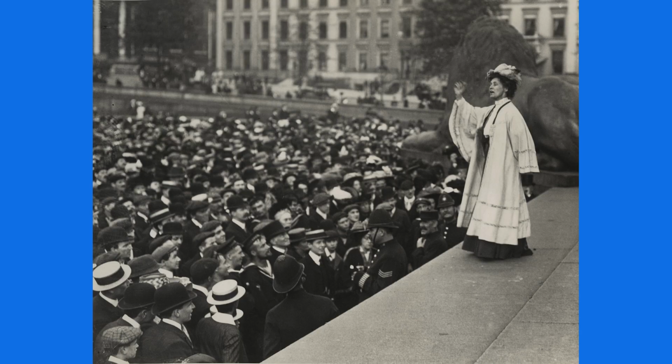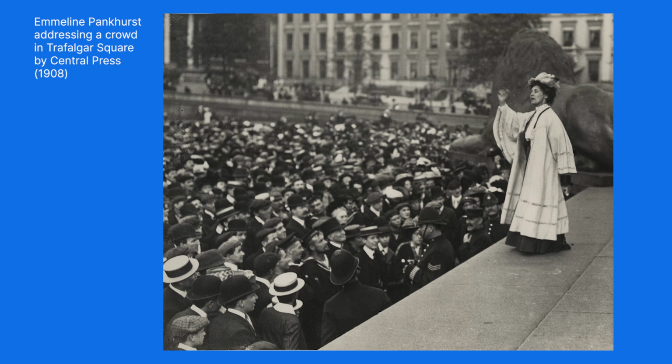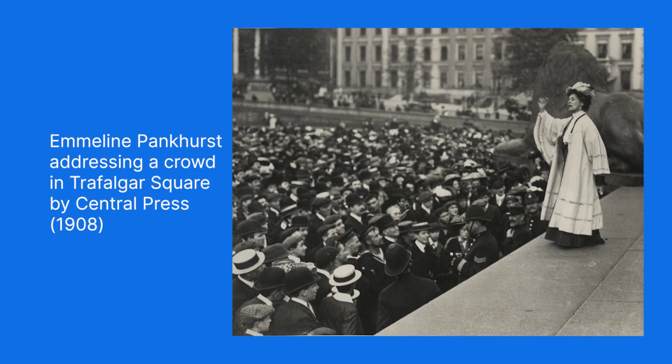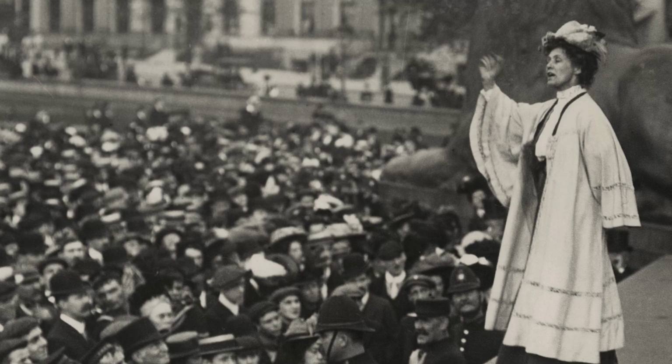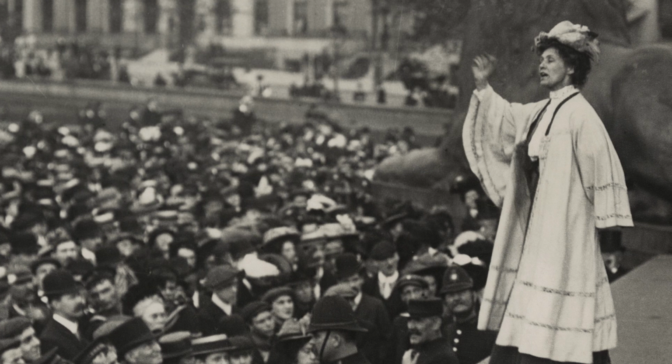It's also a good idea to look at the caption for further clues. The caption for this portrait tells us this is Emmeline Pankhurst addressing a crowd in Trafalgar Square in London. It also tells us it's a photograph taken in 1908, which was during the women's suffrage campaign. Emmeline Pankhurst was a leading suffragette, so we can infer that this speech was part of the Votes for Women campaign. The photograph was taken by Central Press, which tells us it was intended for a newspaper.